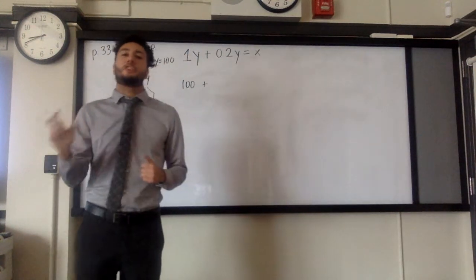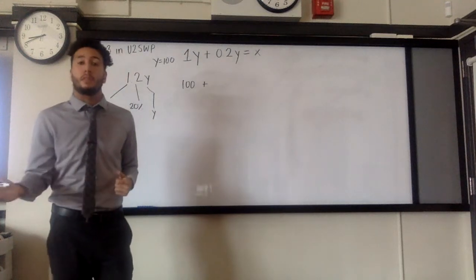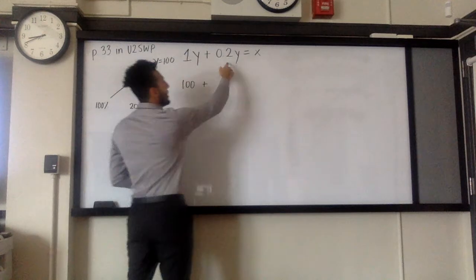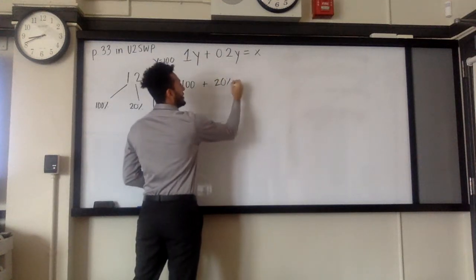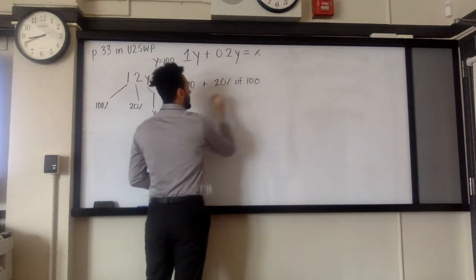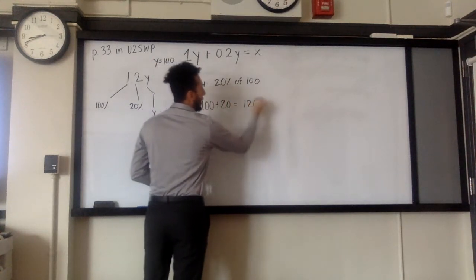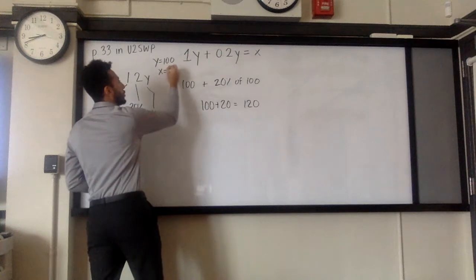However, if you want to interpret that 20% as just finding 1/5 or dividing by 5, you can do that as well if that's more comfortable for you. So 20% of 100 is equal to 20. So 100 plus 20 will get me to 120. We now know that x is equal to 120 in this context.